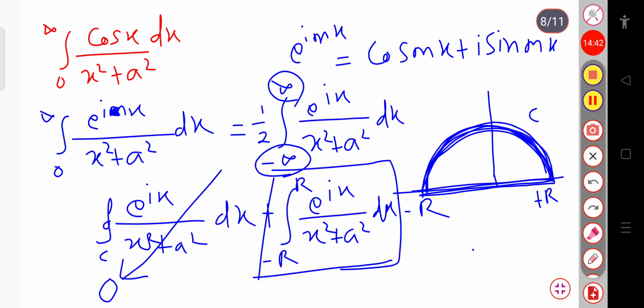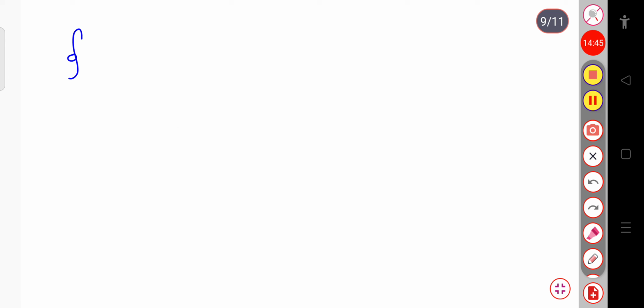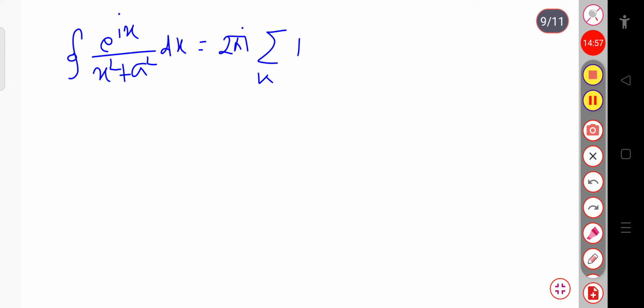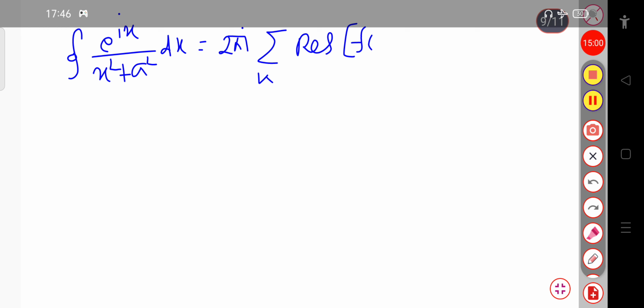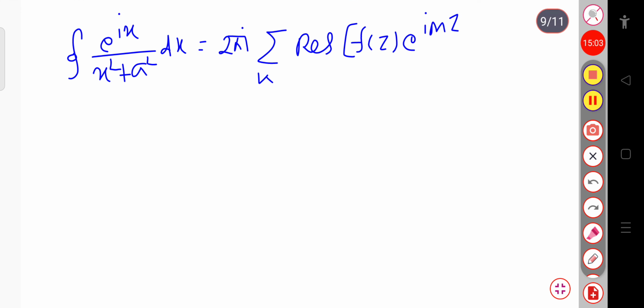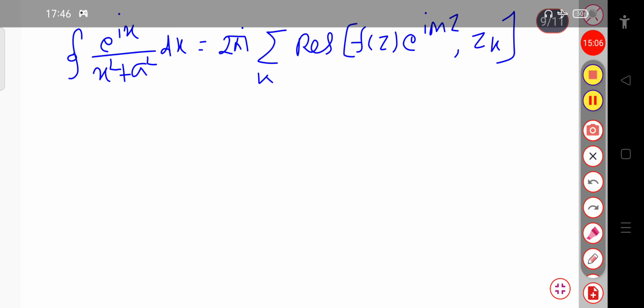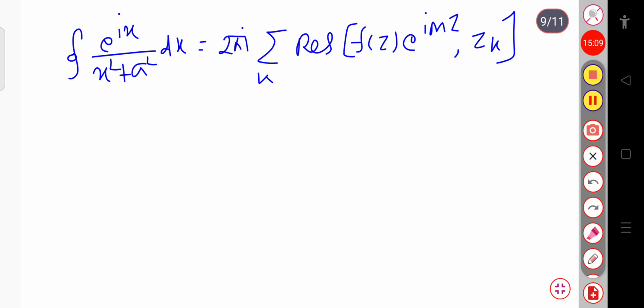So to calculate the integration of exponential ix divided by x square plus a square into dx, this will be 2 pi i into the sum over k of the residue of f of z exponential imz at zk. This is in this form. So let us first calculate. This is 1 by x square plus a square, or this is your f of x, and this is exponential imx, and this is xk. So I have to put this x square plus a square as 0. So suppose x square plus a square equal to 0.